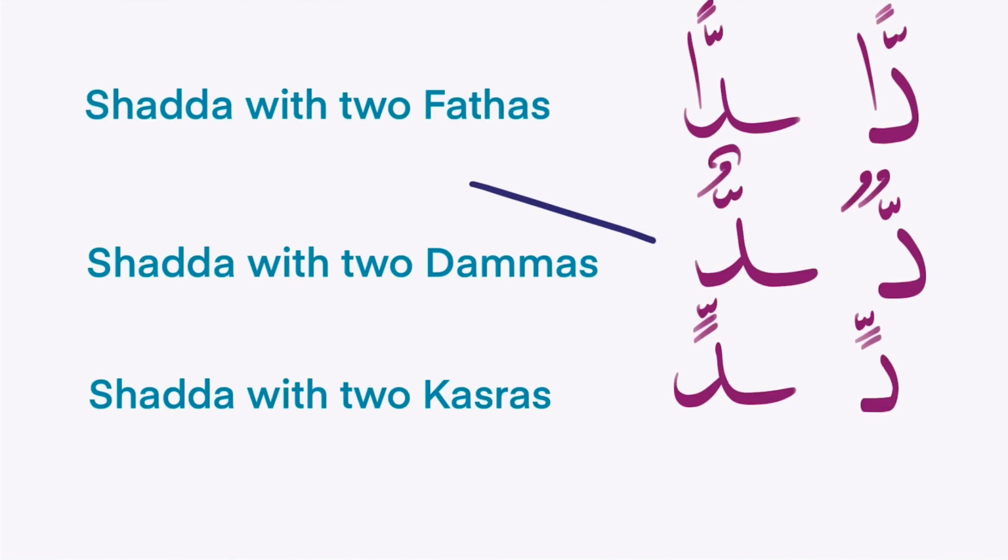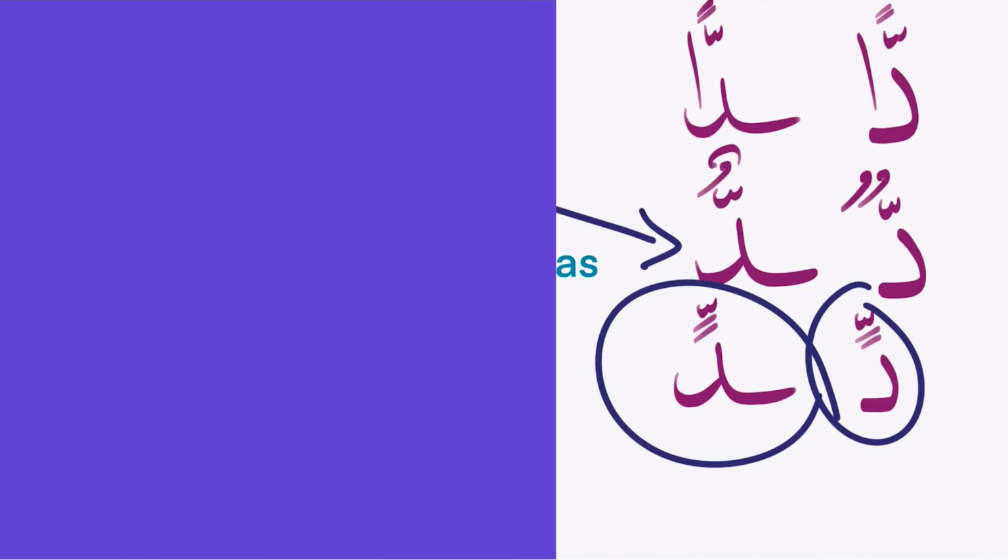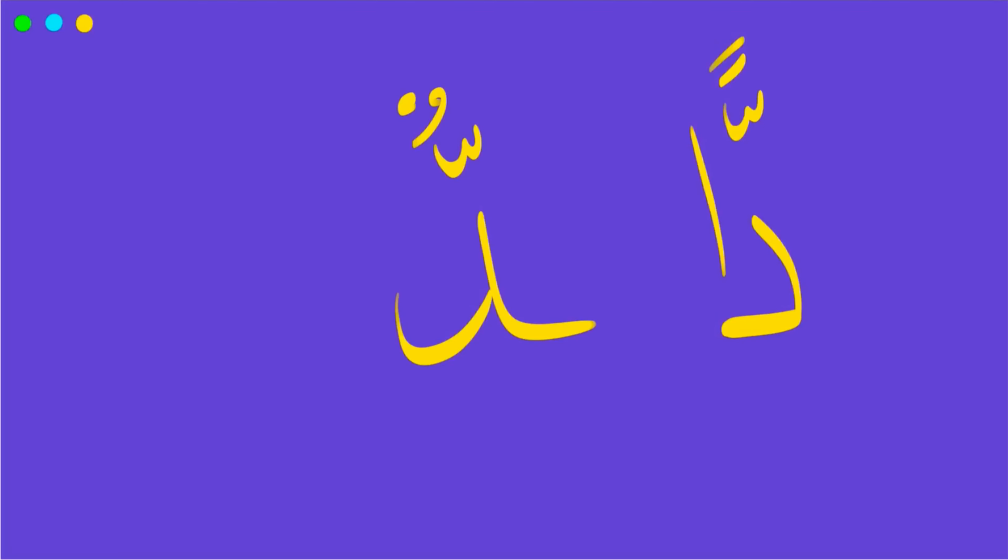How about shadda with tanween dhamma? Dun, dun. How about when you have the shadda with tanween kasra? Din, din. Let's practice. How do you read this? Dan, dan. Dun, dun. Din, din.